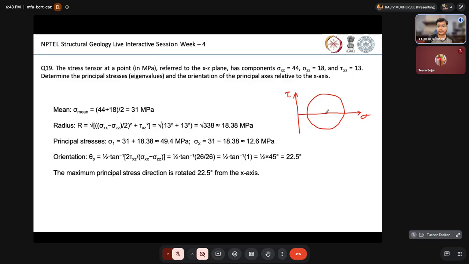So this is the center. You can write sigma m. This will be sigma 1, and this will be sigma 3, right? And this is some shear stress value given.